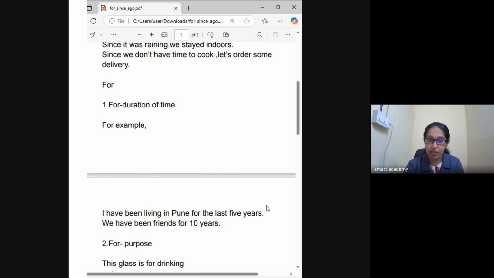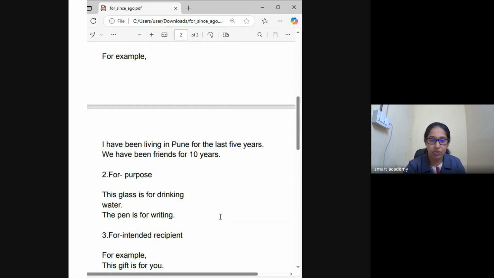It has been raining heavily. Using since, we can say it's been raining since a few minutes ago. Yes, good. Then, it's been raining heavily since last night. We can say that: since yesterday. Okay, it's been raining for 2 days. You can say that. We have been friends for 10 years, which shows the time duration.